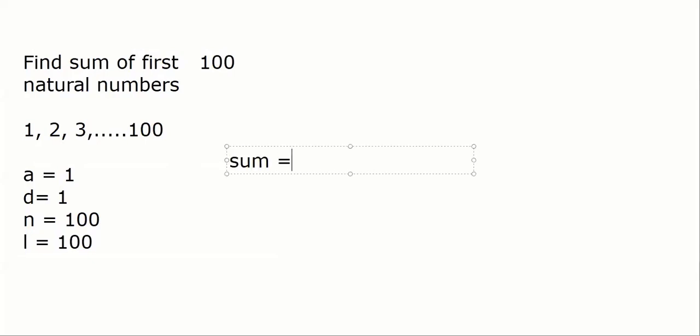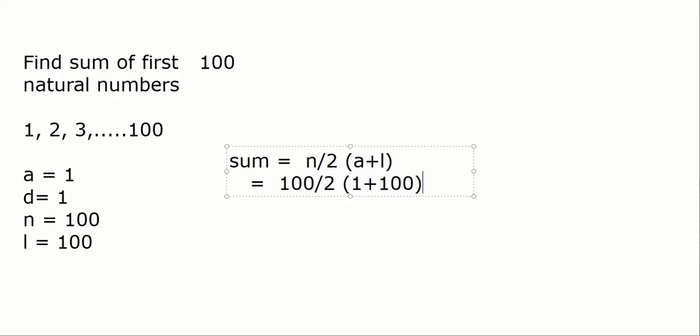So getting the sum is very, very easy. Sn will equal to 100 upon 2, a plus l, so 1 plus 100. Right? So 100 by 2, a is 1, l is 100. 50 times 101 is 5050. Is there anyone who did not understand this? Because now I am going to ask you a challenge. It's easy but still a challenge.